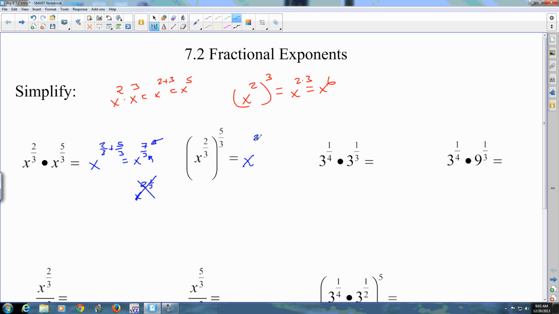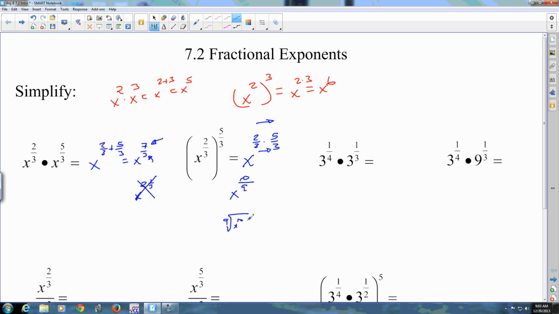Okay? Here, exponent on an exponent, just like this, you multiply your exponents. X to the 2/3 times 5/3. And in case you guys have forgotten how to multiply fractions, you just go straight across. So that would be 2 times 5 is 10 over 3 times 3 is 9. So that would be x to the 10th, and that would be a 9th root. This would be the same thing. You don't have to rewrite this. I'm just illustrating the point, driving it home. That would be x to the 10th.